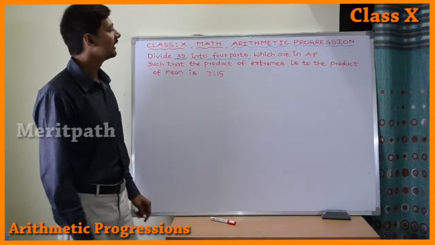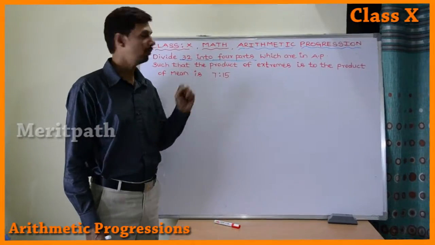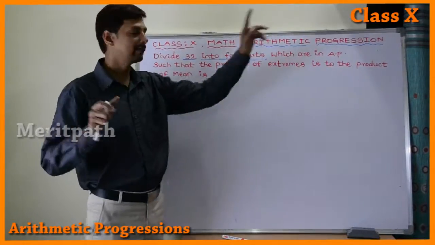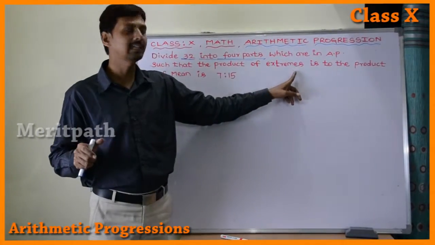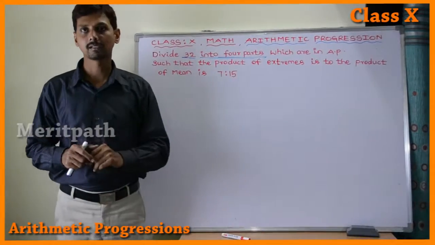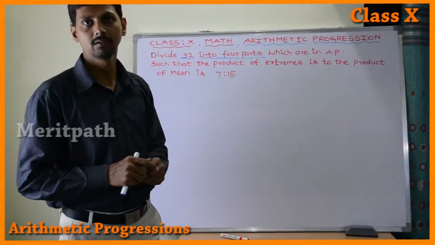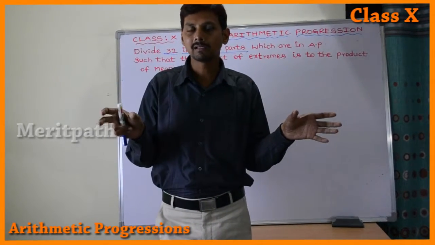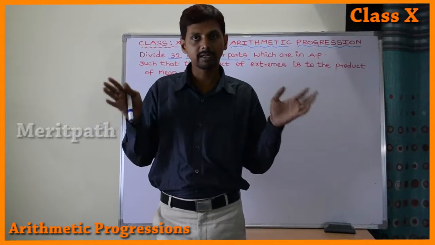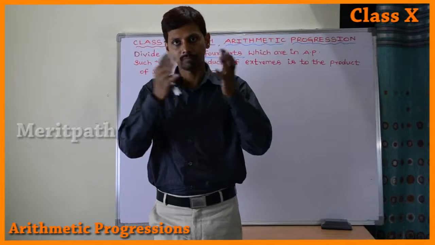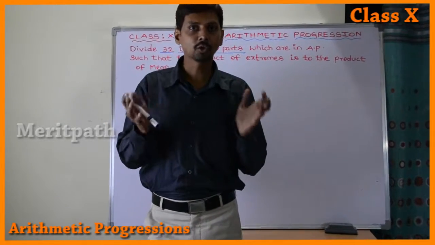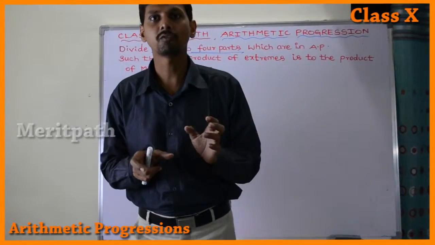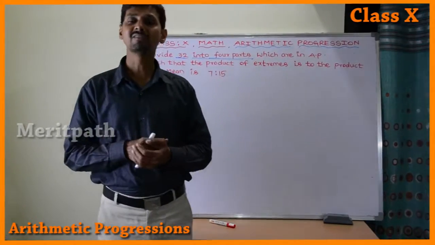So here we need to divide 32 into 4 parts such that the 4 terms are in AP, and the product of extremes is to the product of means is 7:15. Let us recall again. When we divide 32 into 4 parts, those 4 parts should be in AP, and the product of extremes and product of means should be in the form of 7:15. Then we need to find those terms.